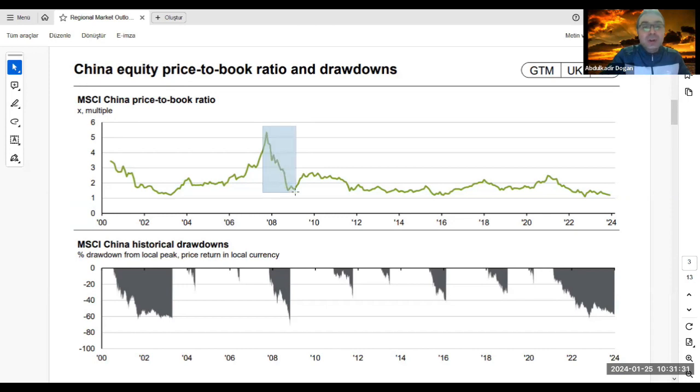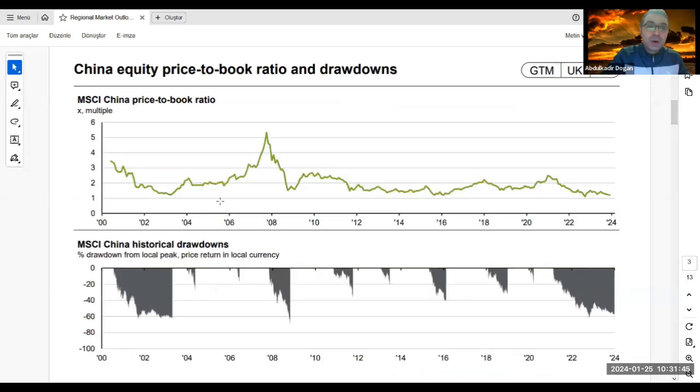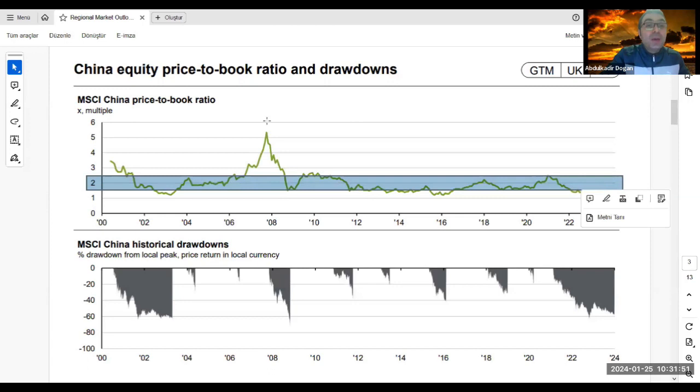And then after the global financial crisis, it converged downward to the real value. It is around here. Let's look at China. What is the China average line? It is 1.8, around 2. So the China average line will be here. Any point above this line will be expensive for China, and any point below this line will be cheaper for China.